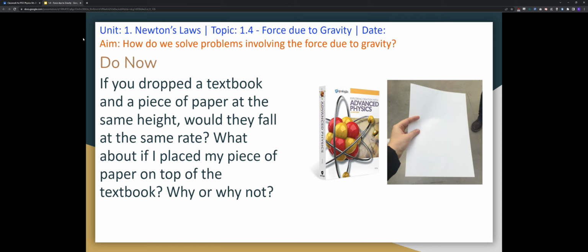But that's something that's intuitive, right? You guys would all realize that your folder, or whatever object you're dropping, drops at a faster rate than your piece of paper.